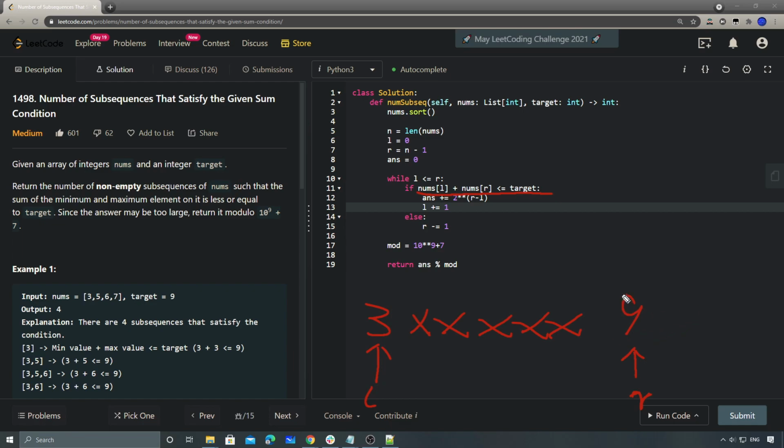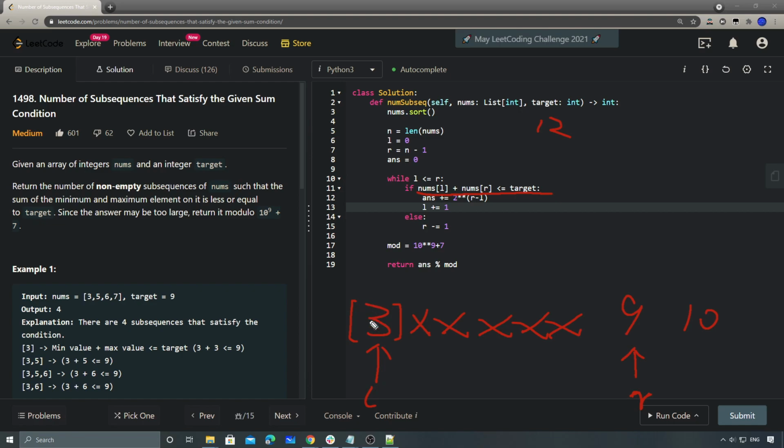Because anything after 9 is going to be 10, right? Let's say the target is 12 in this case. Every time we go into the if statement, we know the current right is the boundary of the range for the current subsequences. That's how we can be sure we can use this formula to include all the possible subsequences that include this number 3 here.